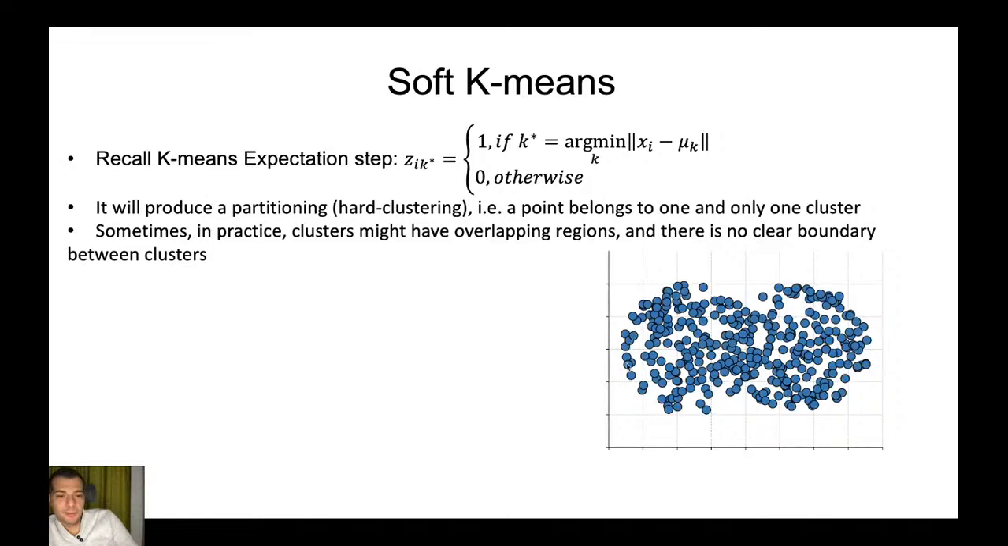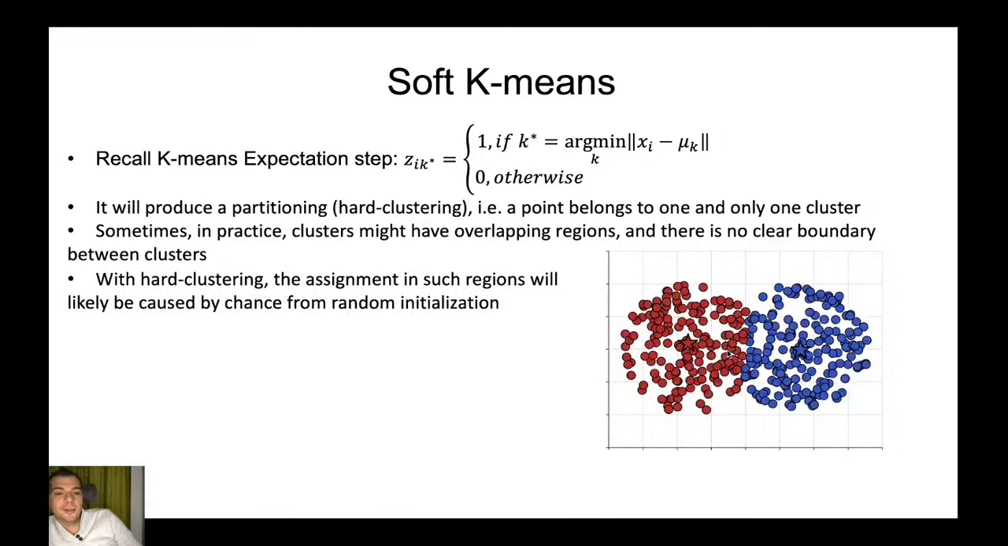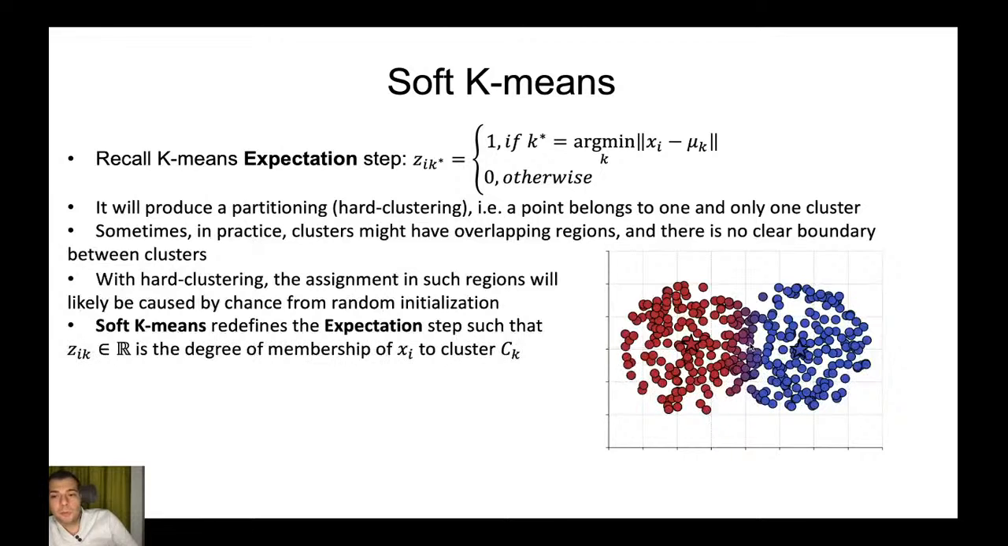So here we have two clusters generated from two spherical distributions that have some overlap here in the middle. And when you do hard clustering, for the points here, we cannot be sure that they belong to this cluster or the other cluster. So perhaps a more soft assignment here will be more appropriate.